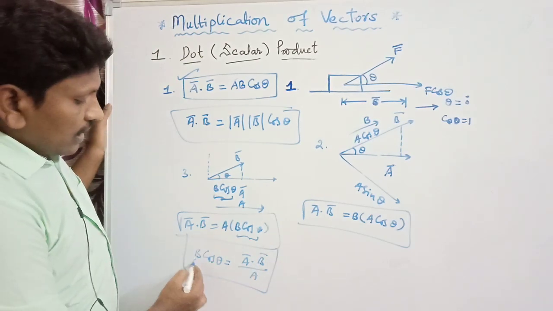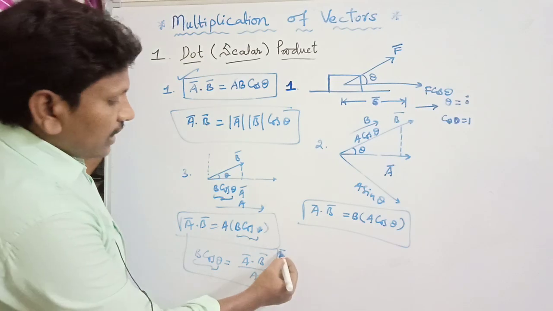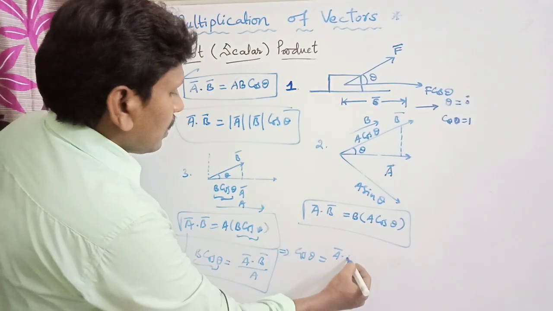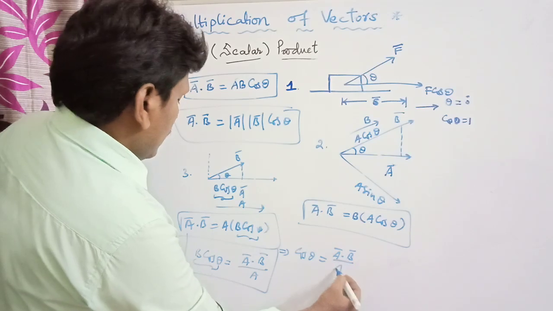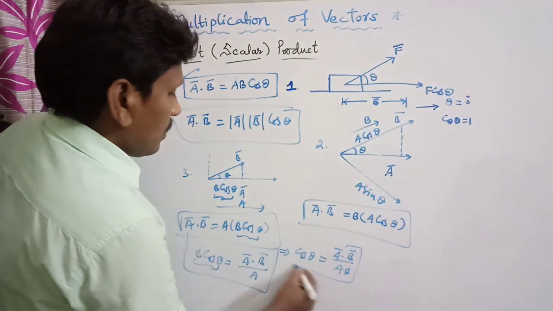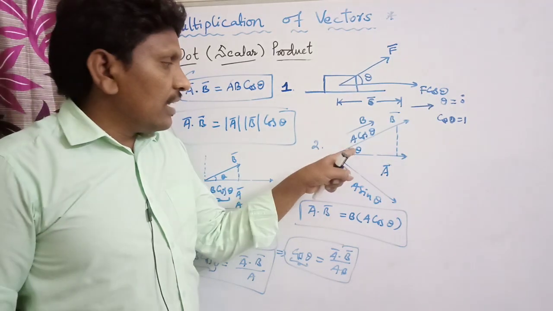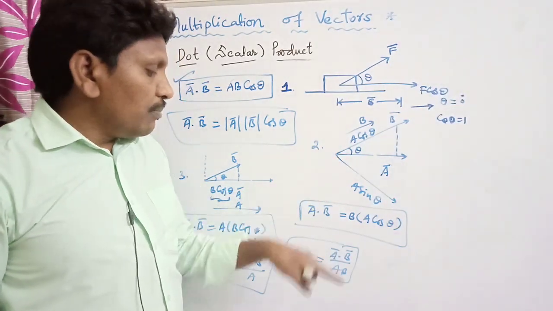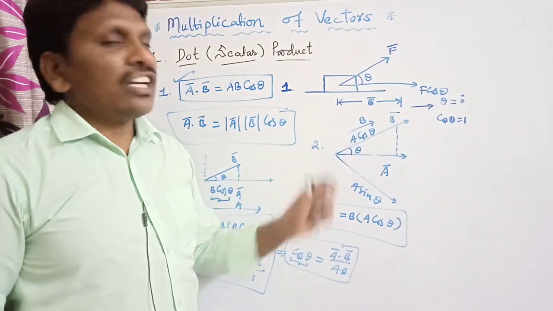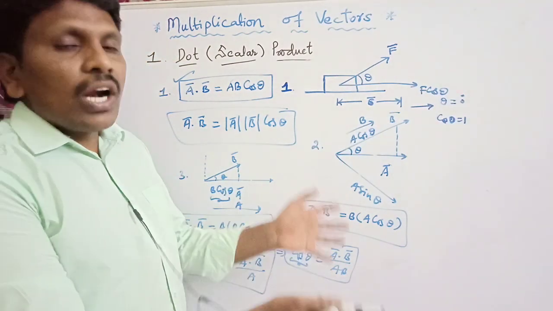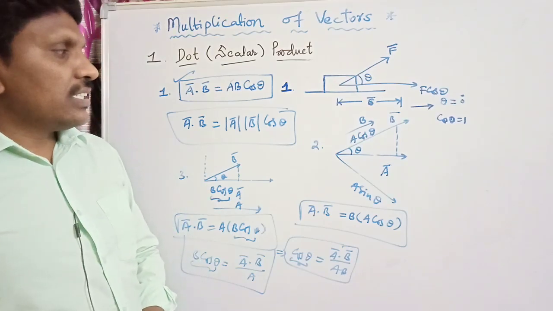So this is the component. If you write it, cos theta is equal to what? A bar dot B bar by AB. So this cos theta represents the angle. From this angle we can simply find the direction of the B bar vector, which is already resolved into two components.